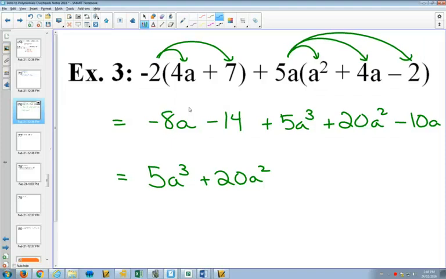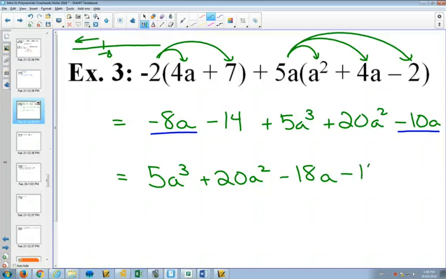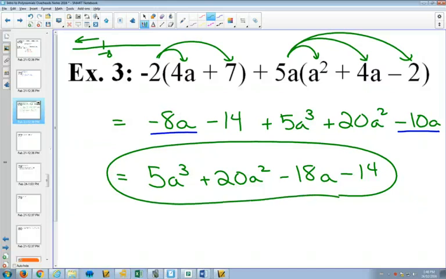But as soon as we get to the a's, we've got a negative 8a here and a negative 10a there. Those are like terms. Negative 8 minus 10, how many would you have? Careful, think of your number line. Negative 18. You're at negative 8 and you go back 10. Negative 18a. And then finally, there's our final answer.